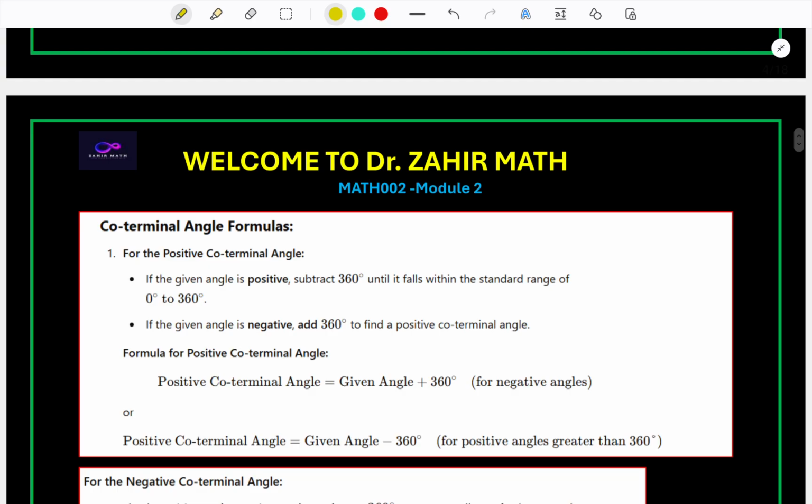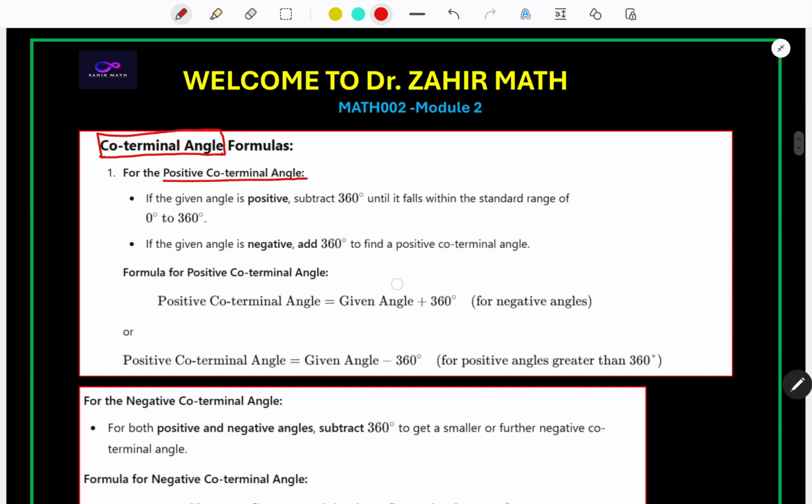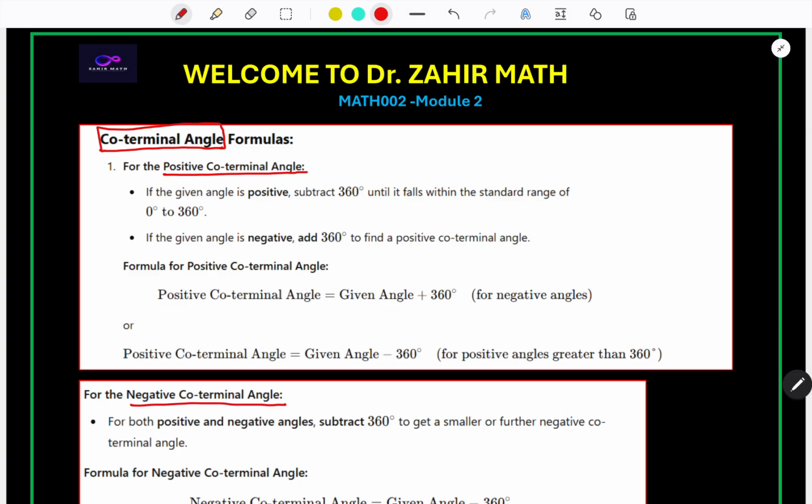Co-terminal angle. This is the place where students get confused in co-terminal angles. So I'll give you a formula. I'm not going to explain the concept. Just use the formula and you will definitely get the answer. Understand? There are two things you are going to find: a positive co-terminal angle, and number two, a negative co-terminal angle.